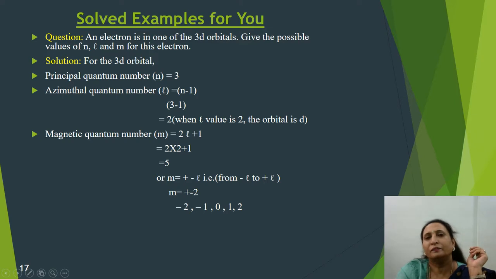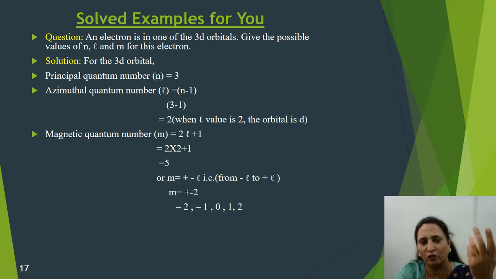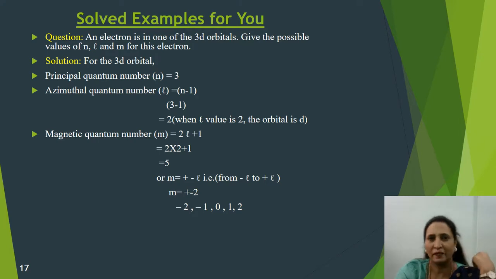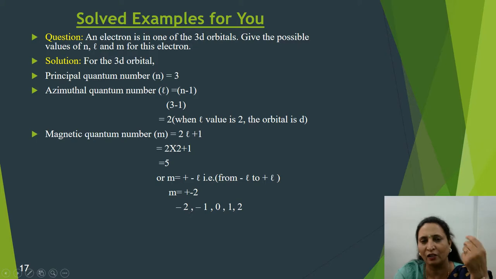So by going through this solved example, you can solve other examples. You can find the n value, l value and m value for any electron present in any principal quantum number and any l value.